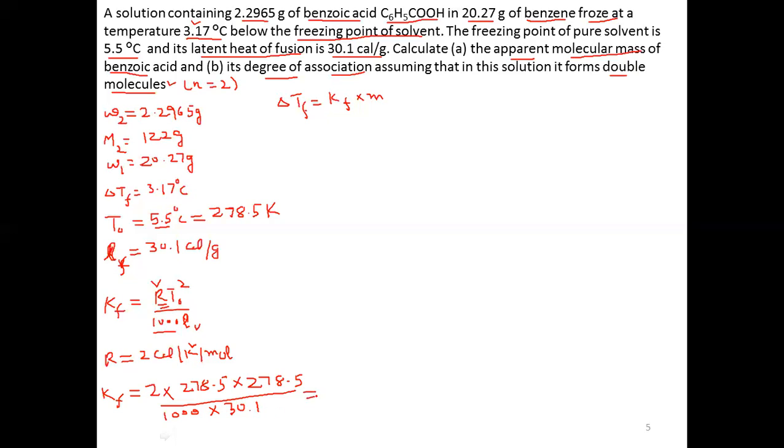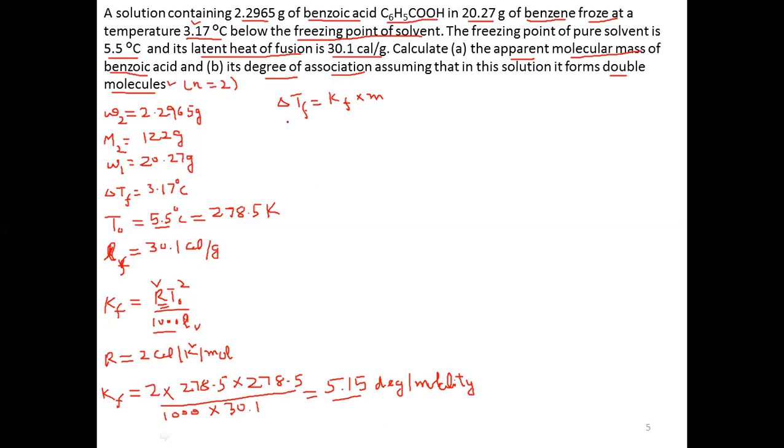So if we solve it, let us see what will be the value. 2 into 278.5 into 278.5 divided by 1000 divided by 30.1 comes out to be 5.15. So Kf is 5.15 degree per molality. This is the unit for Kf. So this is the value of Kf.